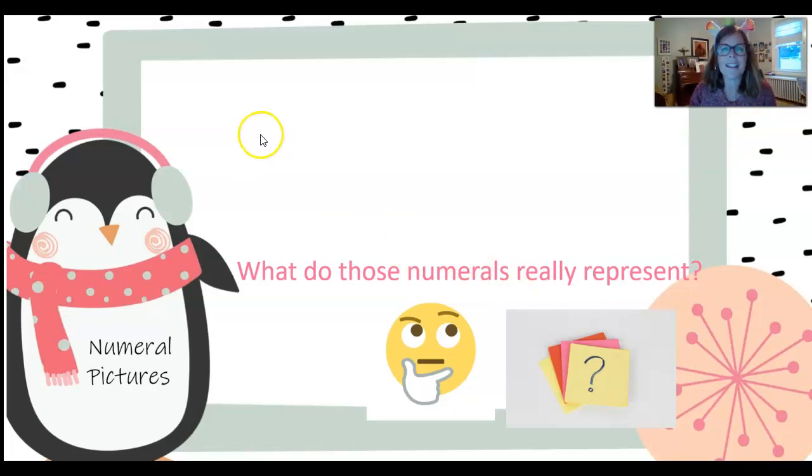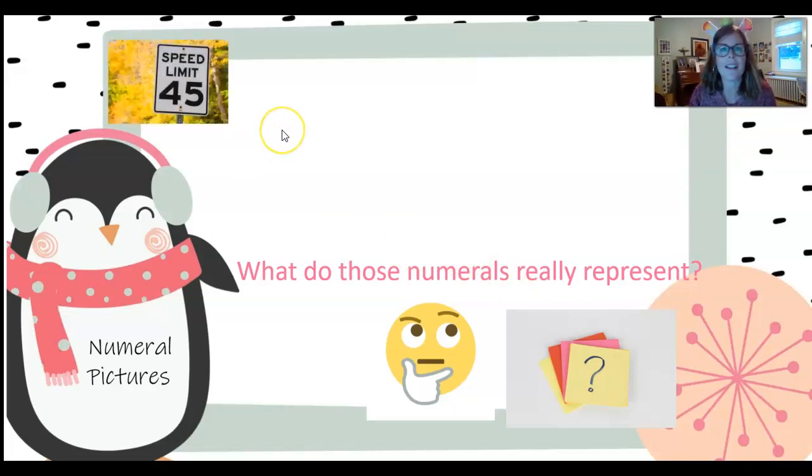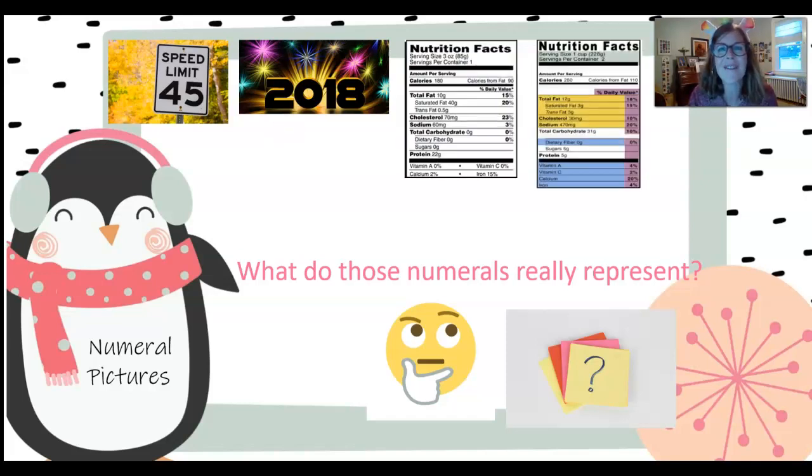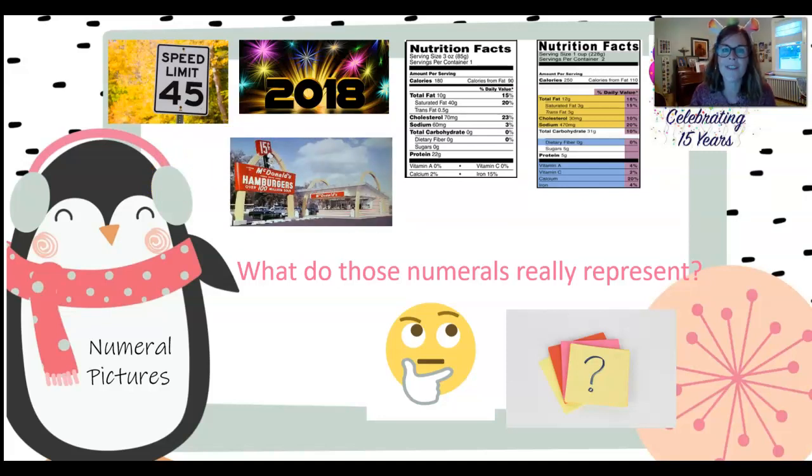We see numerals in lots of different places, don't we? On speed limit signs when we're riding down the road, when we write the year and we're getting ready to enter a new year when we'll have to write 2021. We see them on nutrition labels, on cans and boxes in our pantries and cabinets. We see them when we're celebrating an anniversary or a birthday. And my favorite, we see them on the McDonald's sign.